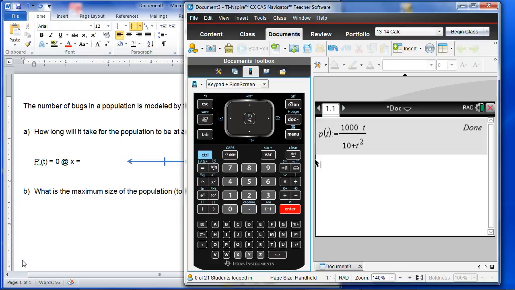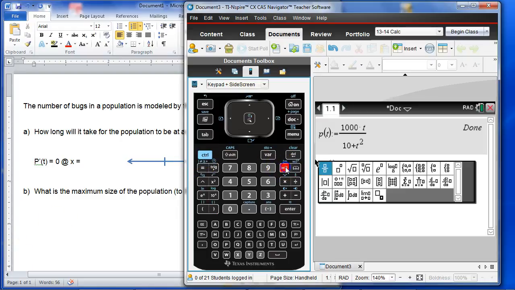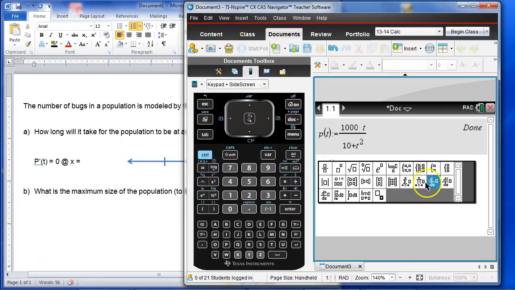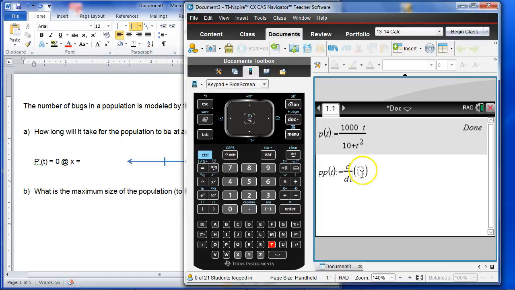The next thing we need is the first derivative of this population function. That way we can use the first derivative test to find out when it's a max or min. So I'm going to again have the calculator do all the work for this. We'll call it P prime of t equals, and I'm going to take the first derivative with respect to time of P of t. Okay, so the calculator has now stored the first derivative of P of t in memory.